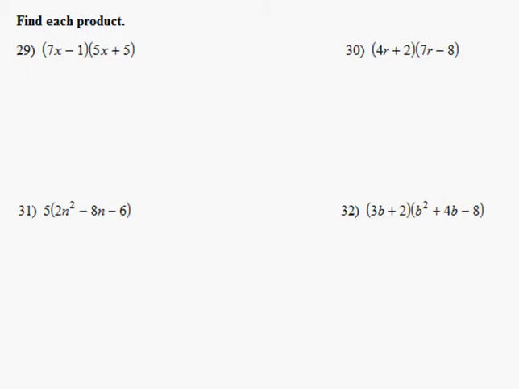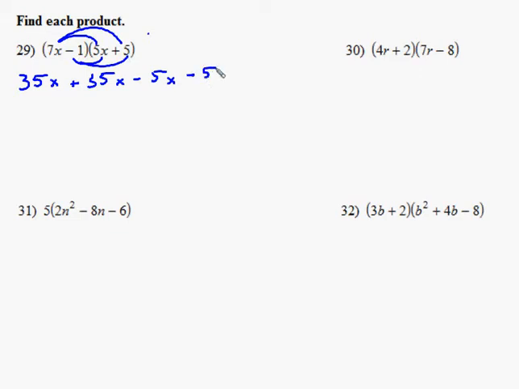So I'm going to take this 7x and multiply it times 5x. So 7 times 5 is 35, and then we have x squared. 7x times a positive 5 is plus 35x. Now we have a negative 1 times a 5x, so that's negative 5x. And negative 1 times 5 is negative 5.